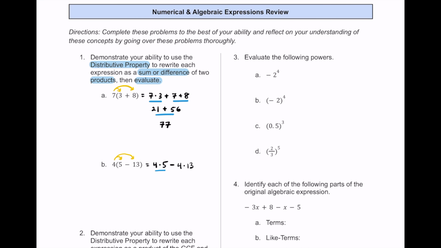On the left side, 4 times 5, that's going to be 20. So we have 20 minus, and then 4 times 13. You may need to write that on the side here, but I'm just going to say that's going to be 52. And so if we have 20 minus 52, again, that's the same thing as 52 minus 20, which is 32. So 20 minus 52 must be negative 32. So that would be the value of this expression, and we used the distributive property to help us find that answer.